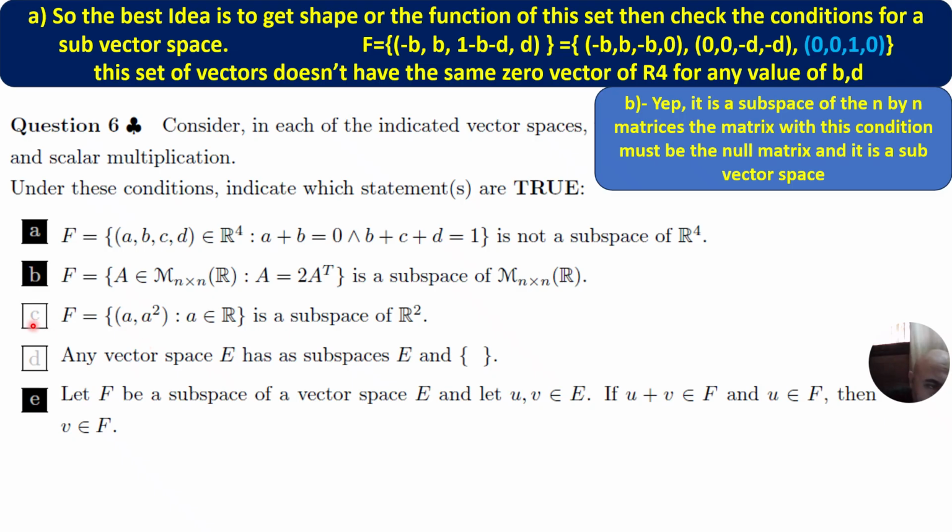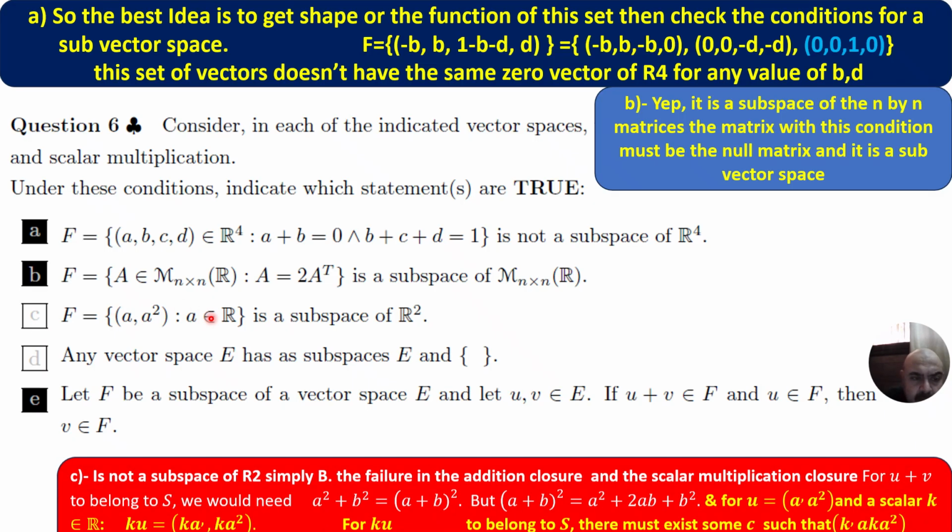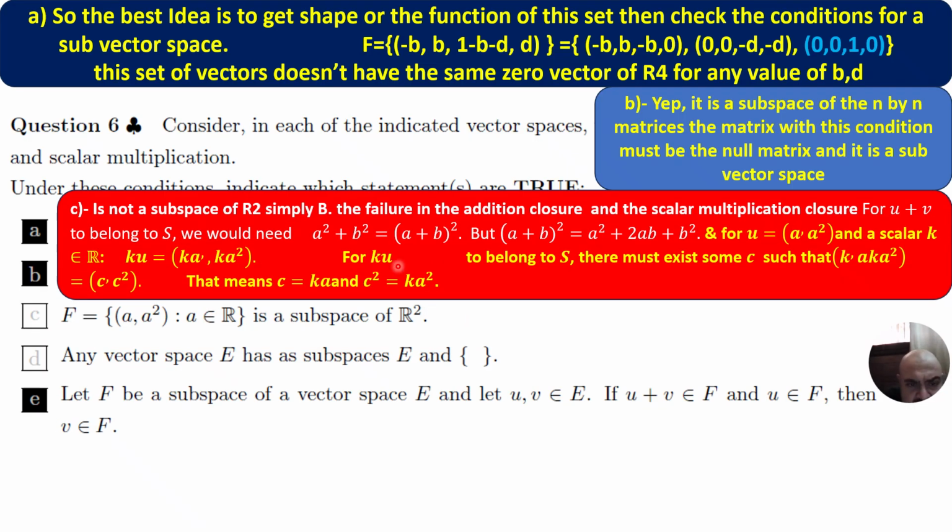So I would choose correct, but no. Because for the addition process to be correct, this property must hold: A square plus B square equal to A plus B all squared, and that's impossible.